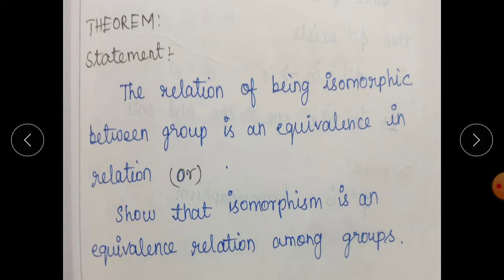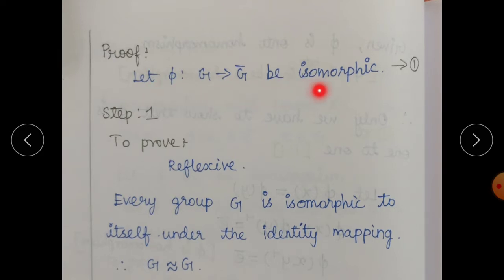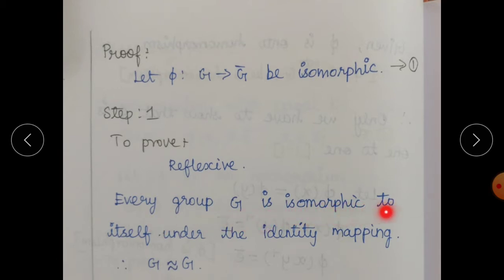So we have to prove that. Equivalence relation means we have three steps: reflexive, symmetric and transitive. Proof: let phi from G to G bar be an isomorphism. That is your assumption. Step 1 is we have to prove reflexive. Every group G is isomorphic to itself under the identity mapping.